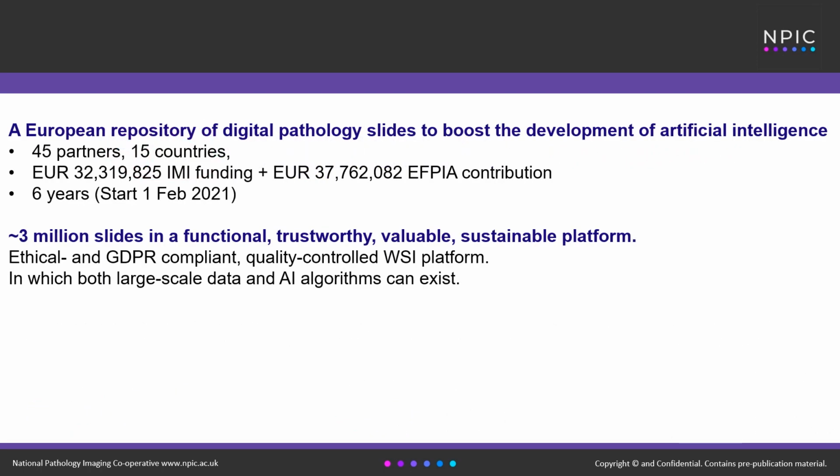So Big Picture is a European repository of digital pathology images, and its aim is to boost the development of AI. There's 45 partners across 15 countries with significant investment from IMI. It started in February 2021 and it's due to last 6 years. In the end, we want to have 3 million slides in a functional, trustworthy, valuable and sustainable platform. They're doing a lot of work to try and make sure it's ethically and GDPR compliant, and across 15 countries in the EU, that's no easy task.